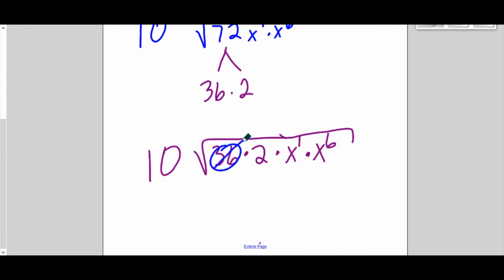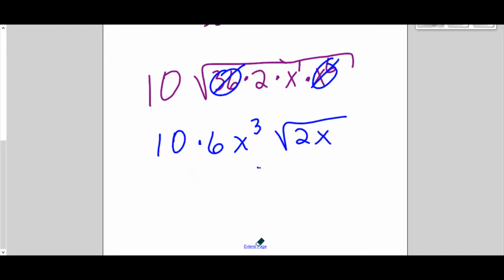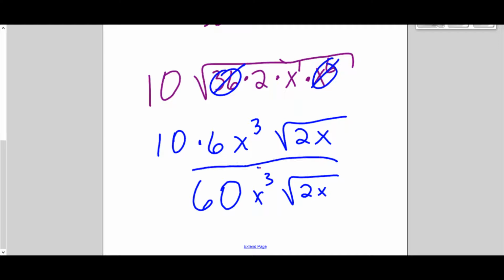So the square root of 36, that's 6. So this would be 10 times 6. Can't simplify the 2. Can't simplify x to the first because that's not divisible by 2. X to the sixth, that sixth power is divisible by 2. So 6 divided by 2 is 3. And then what's left is the 2x inside. So 10 times 6 gets you 60, x cubed times the square root of 2x. So that's the answer for this one: 60 x cubed square root of 2x.